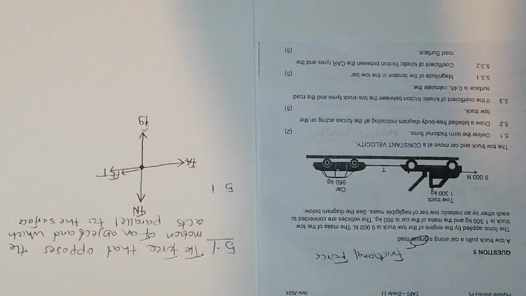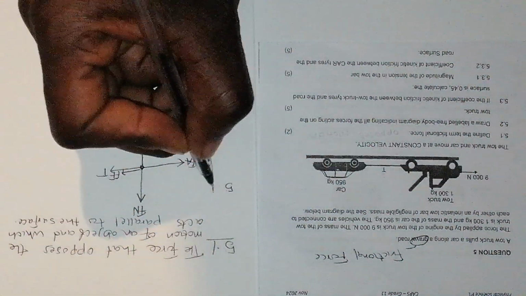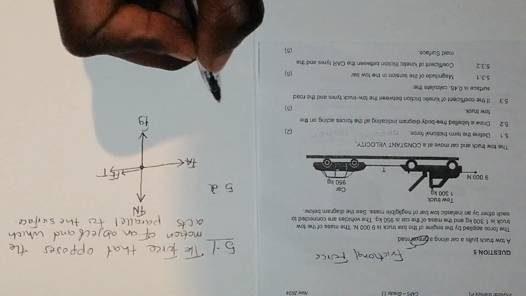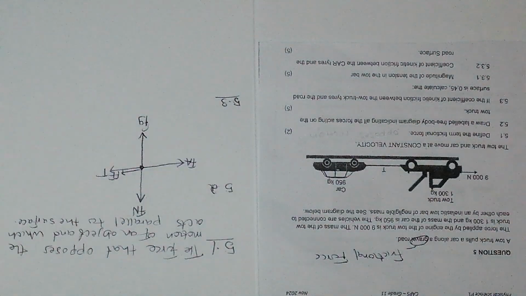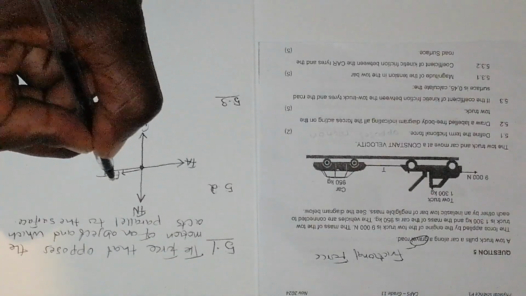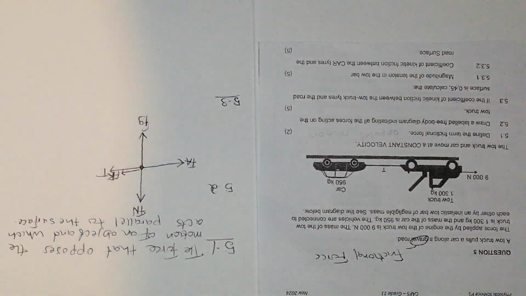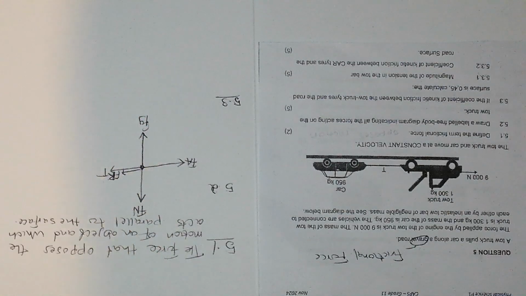So here it was 5.2. Then here it's 5.3. Okay, 5.3: if the coefficient of kinetic friction, they talked about kinetic friction, meaning that the frictional force is Fk. If the coefficient of kinetic friction between the tow truck tires and the road surface is 0.5, calculate the magnitude of the tension in the tow bar.